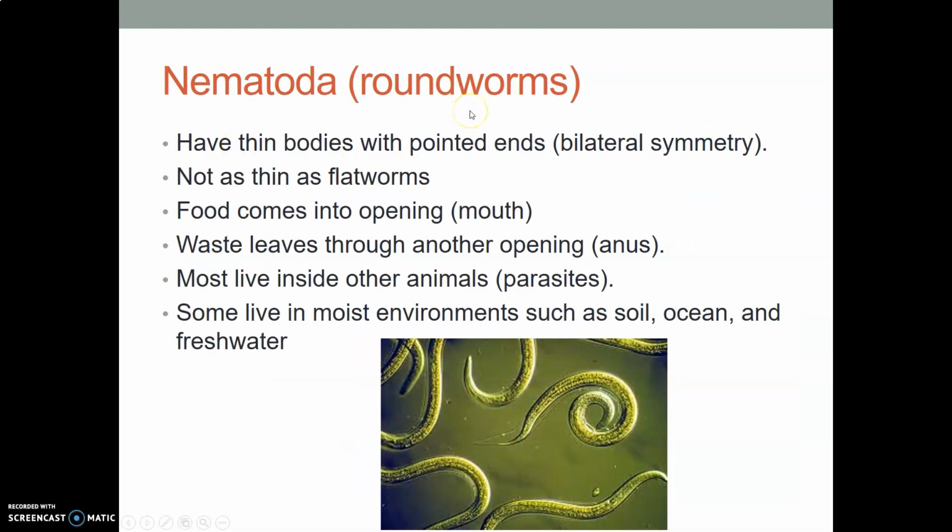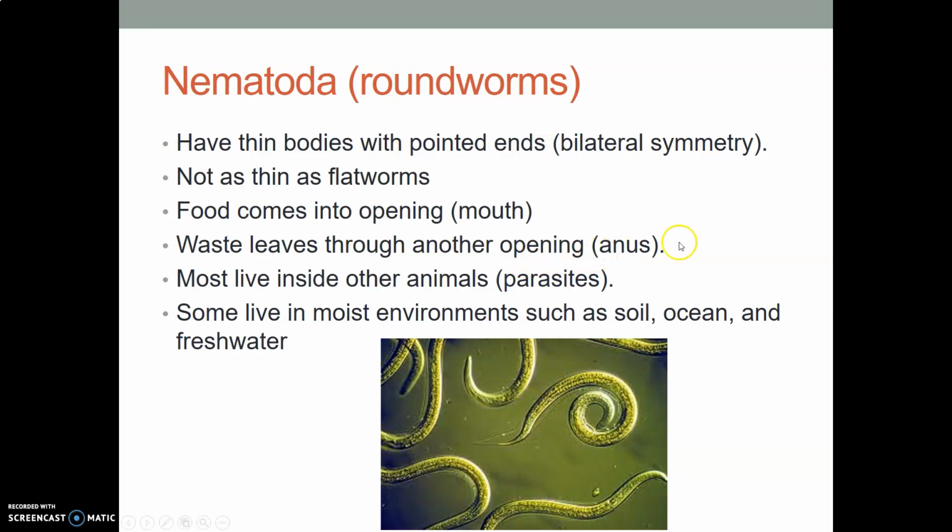The last phylum for this week is phylum Nematoda, which means roundworms. These worms have thin bodies with pointed ends. You can kind of see how each end is tapered or pointed. They have bilateral symmetry, but they're not as thin, they're not as flat as flatworms. These worms are a little more advanced. They have a mouth for their food, and they have a separate opening, the anus, where the waste leaves.